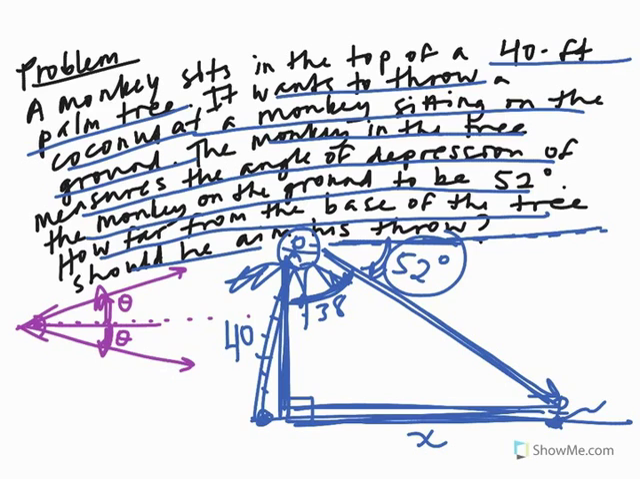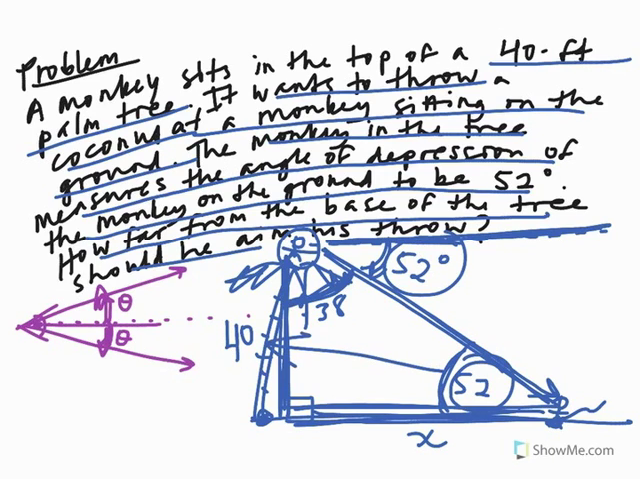Or we could use the fact that this line of sight is parallel to the ground, and we could say that this angle down here is 52 degrees as well. That's what I would recommend doing, just because it's a little bit easier to me. But whatever you want to do. If you want to find this angle, that's totally good too. Alright, so now we have our diagram. Let's just use this angle to work with.